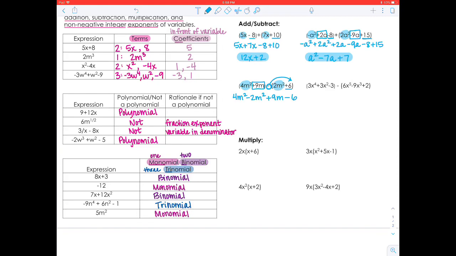Okay, so 4m squared minus 2m squared is 2m squared. Then plus that 9m and minus the 6. And that's fully simplified. That answer is a trinomial. We have 3 separate terms there.